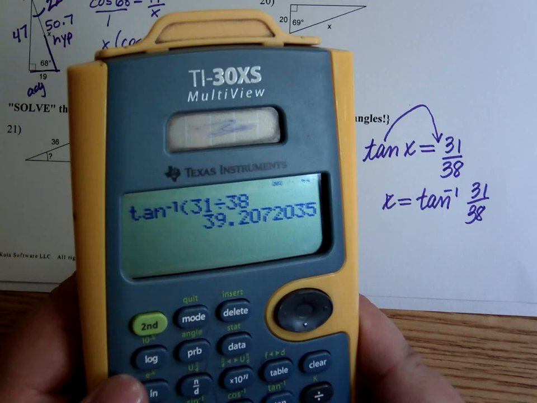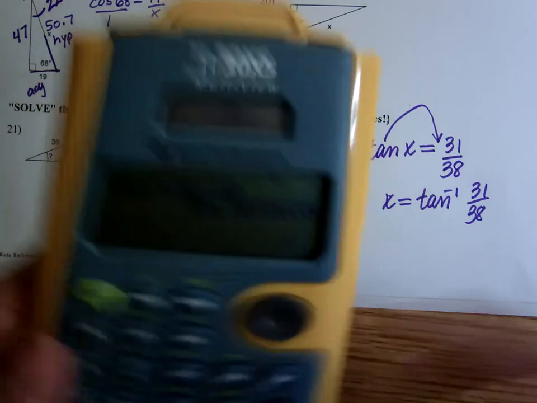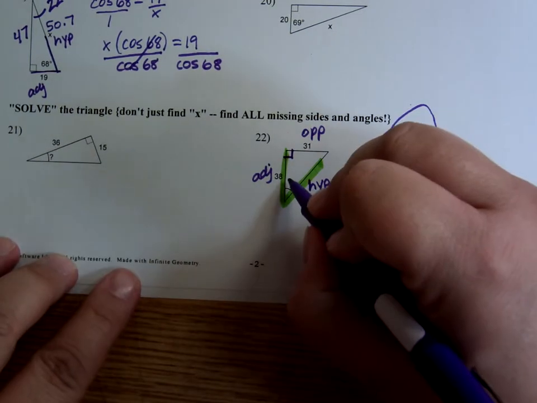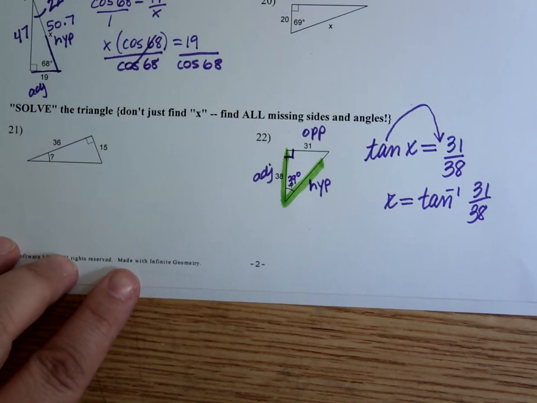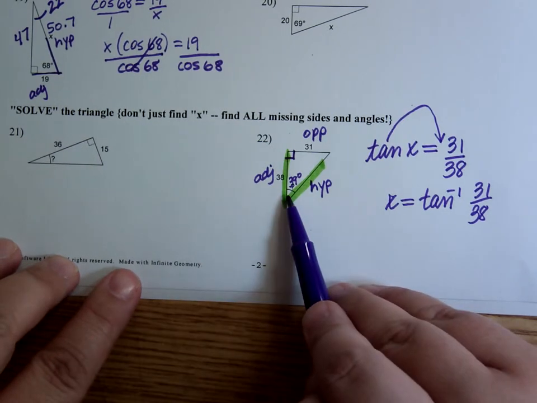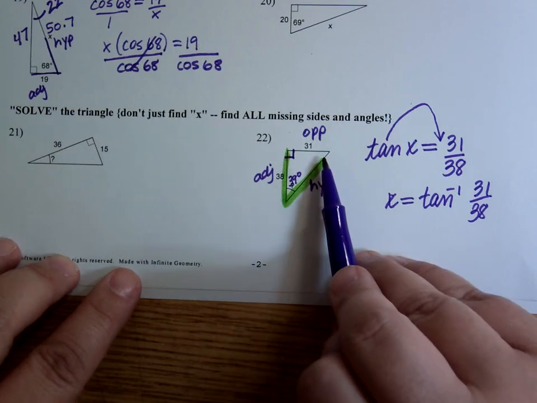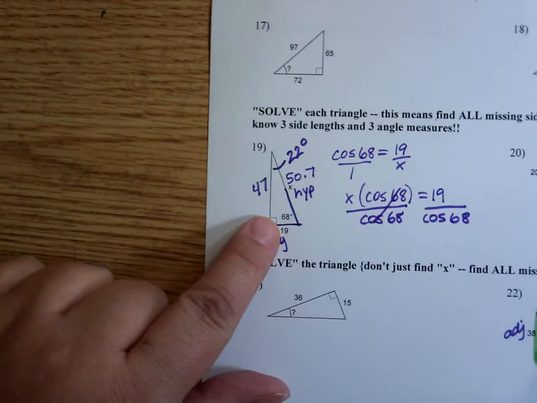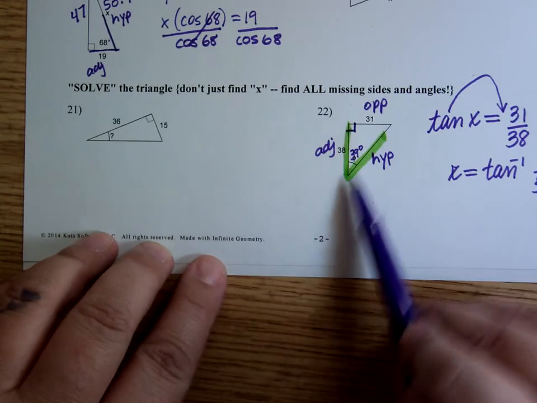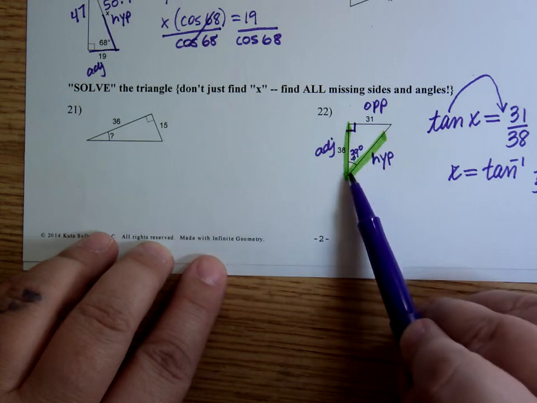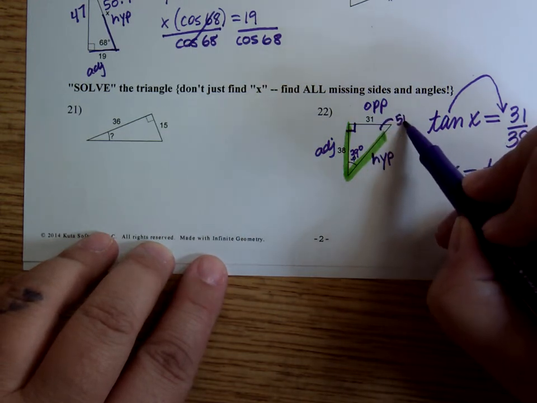I get 39.2. With angles, we always round to the nearest whole number, so that would be 39 degrees. So this angle right here is 39 degrees. Since I'm working with angles right now, this angle down here is 39 degrees. I'm going to go ahead and find the other angle. I do it the same way I did this one up here last. If I know that this is 90, then these two have to add up to 90. So 90 minus 39 gives me 51.